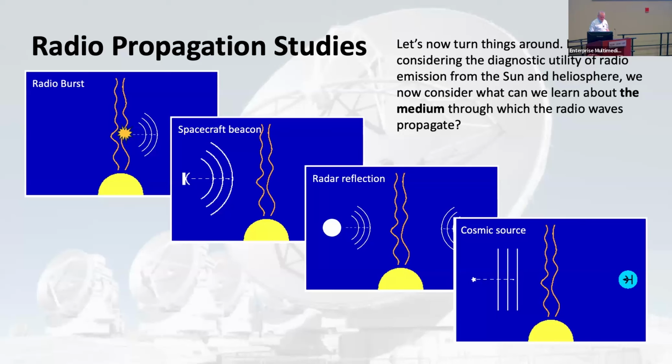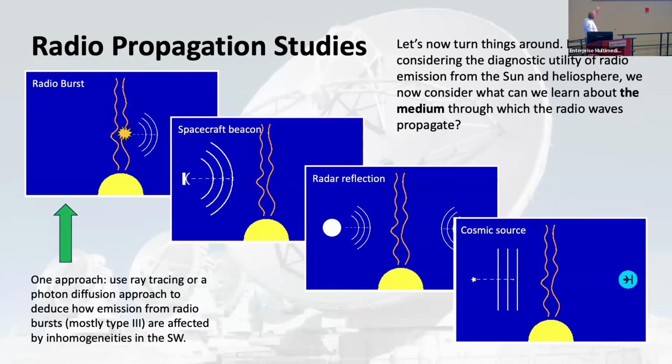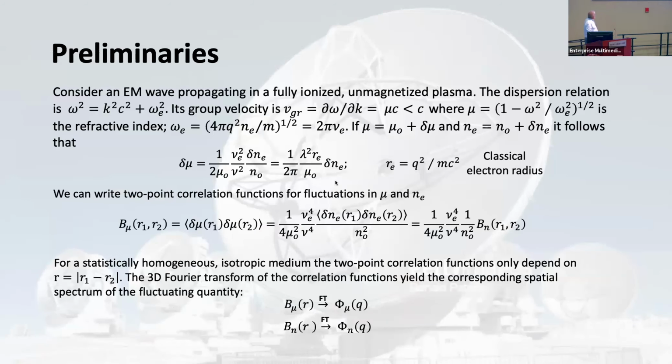So I'll show you an example first of using radio bursts to say something about the medium. And then I'll say using the tools of statistical optics to use cosmic sources, okay? More busy slides. Again, read these later if you want.